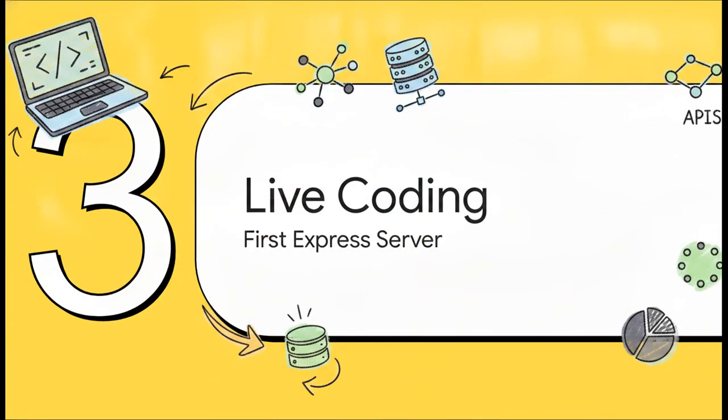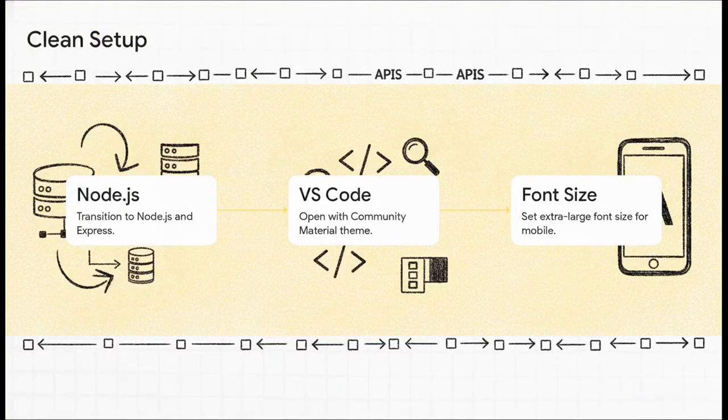All right, enough theory. Let's get into some live coding and build your very first Express server. We're transitioning over to Node.js and Express now, and you'll see we've got a really clean, distraction-free setup going. We're using a high-contrast community material theme in VS Code, and I've intentionally bumped the font size up to extra large. Why? Well, because readability is absolutely crucial when you're learning new syntax. Plus, since a massive third of you are probably watching this explainer on your phones right now, you need to be able to comfortably read the code without squinting.